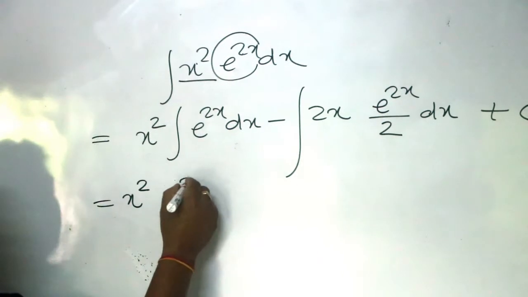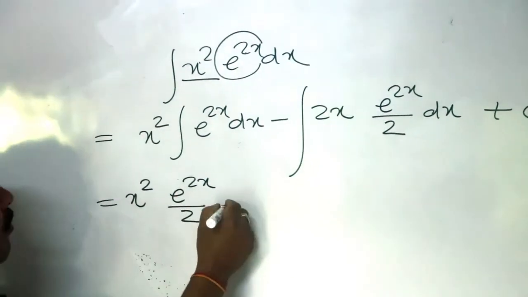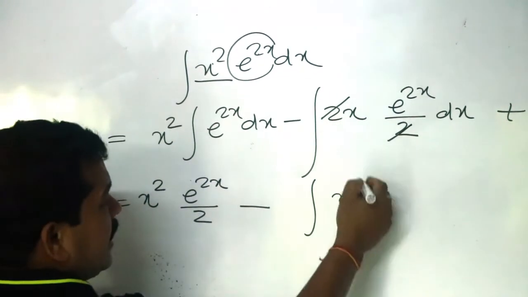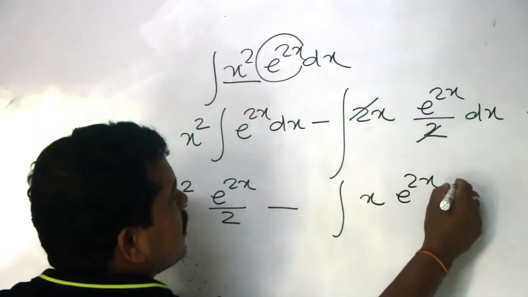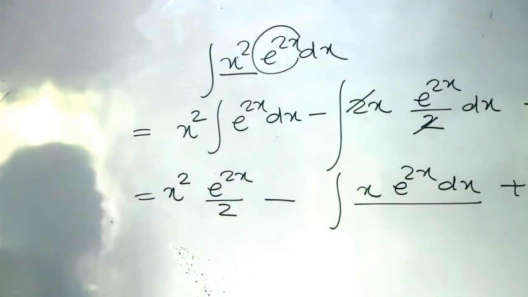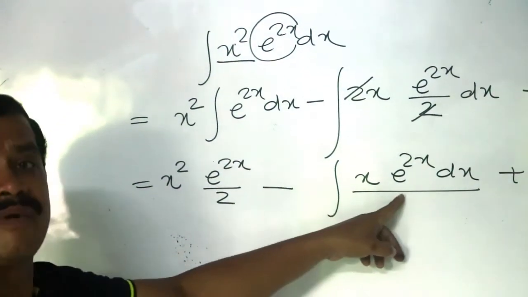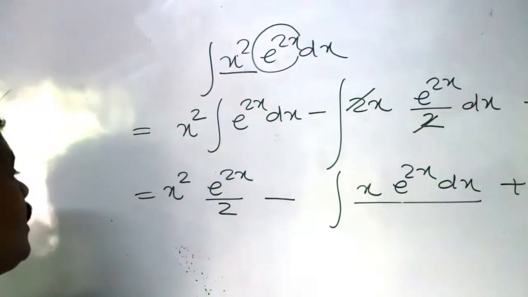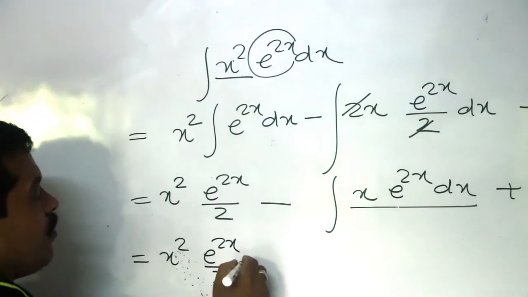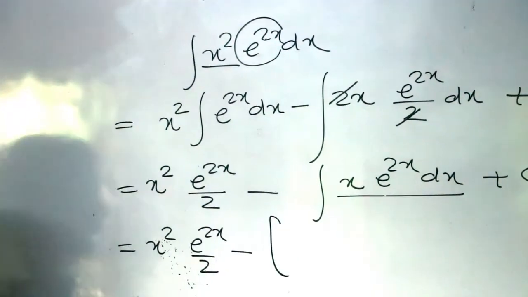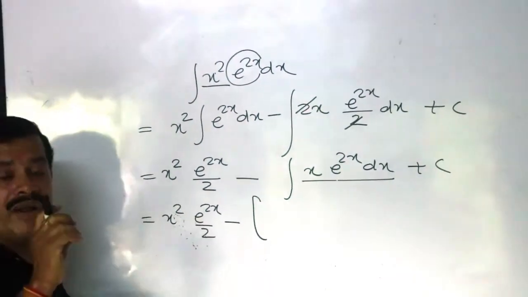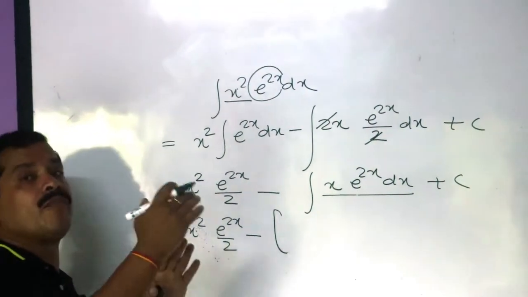That is equal to x square e to the power 2x by 2 minus, here 2 cancels, and another integration x into e to the power 2x dx plus c. This integration cannot be evaluated directly. Again we apply integration by parts for this integration. That is equal to x square e to the power 2x by 2 minus, starting bracket. If we use the bracket, then we can evaluate the integration correctly, otherwise there will be a problem for plus and minus symbols.